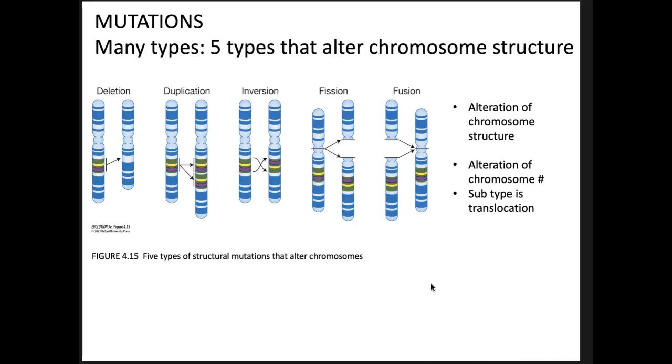Okay, so briefly, deletion is pretty self-explanatory. A segment of the chromosome is deleted. Duplication, a segment of the chromosome is duplicated. Inversion, a segment of the chromosome is switched, like it's inverted and then reattached so that the information is out of order. With fission, we have a chromosome being split into two, and with fusion, we have a chromosome being added to another segment. So they basically combine when they're not supposed to.